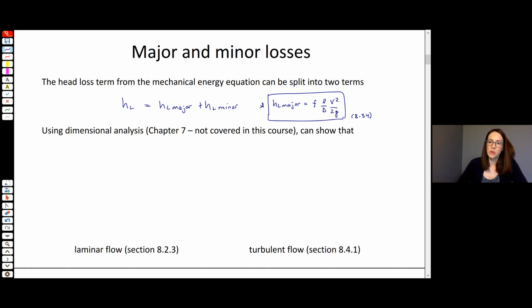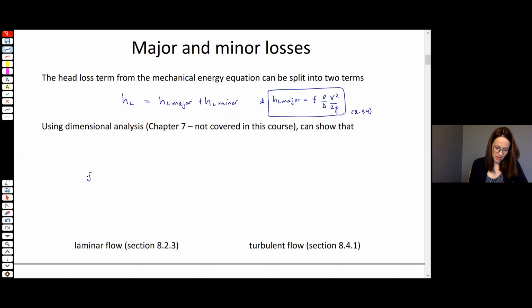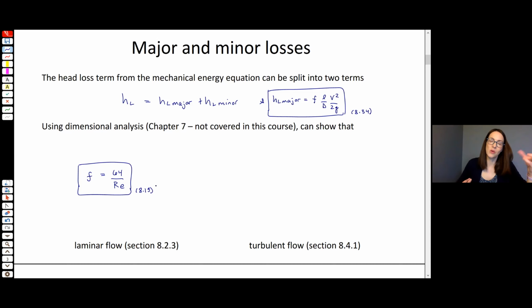So for laminar pipe flows, this friction factor is really straightforward. It's always just 64 over the Reynolds number, right? This is equation 8.19. And if you remember, the Reynolds number is basically the normalized velocity in a fluid flow. So you take the velocity and you non-dimensionalize it using the pipe diameter, the viscosity, and the density of the fluid, and you get this thing called the Reynolds number.